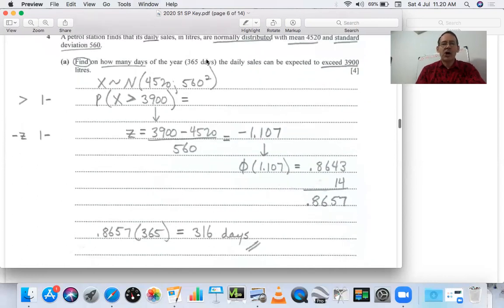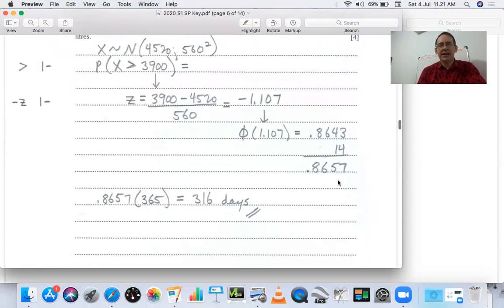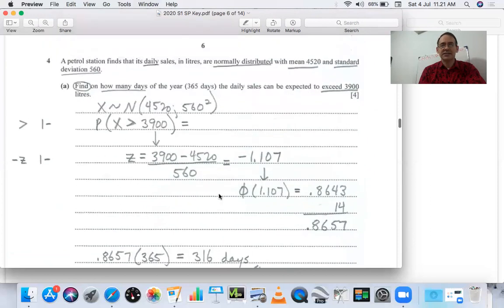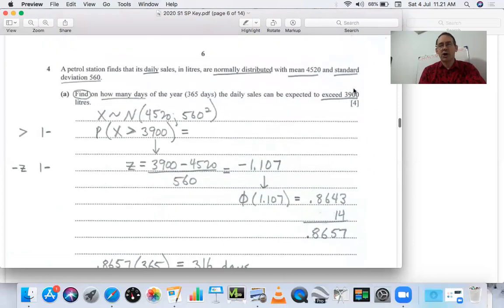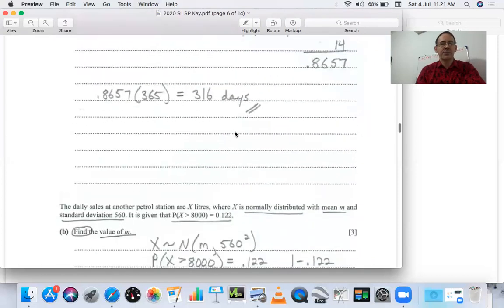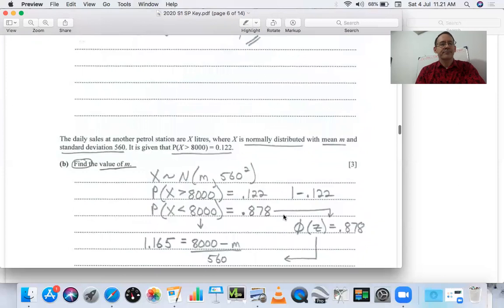And we want to find how many of these 365 days would we expect to exceed the 3,900 liters of gas. And so we multiply our probability times the 365, and that gives us, rounding to the nearest day, approximately 316 days that we would expect the sales to be over 3,900 liters. So that's our probability distribution.